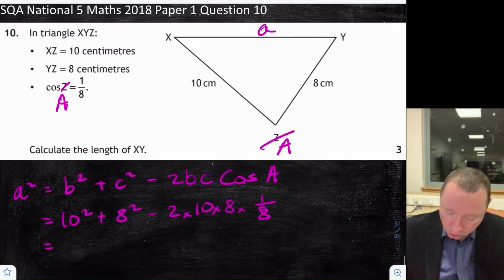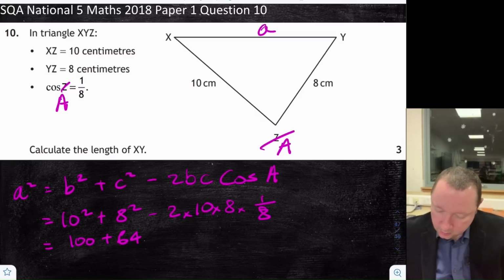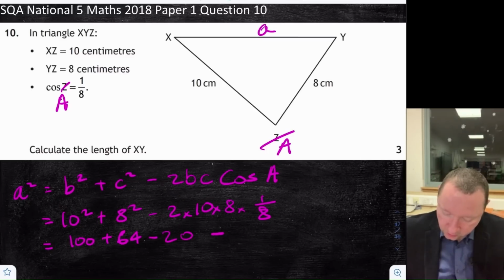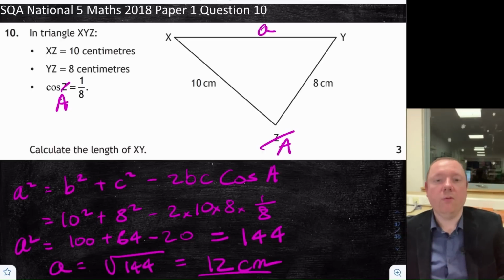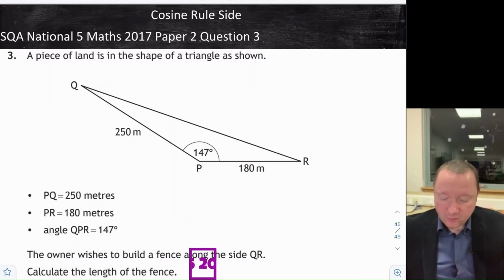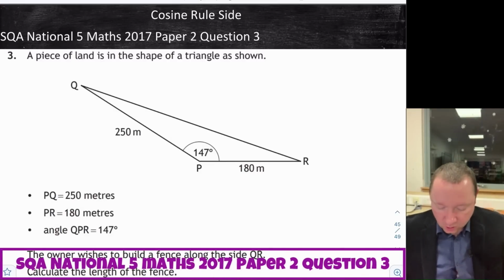10 times 10 is 100. 8 times 8 is 64. Luckily, I've got 8 times an eighth, so that's 1. 1 times 10 is 10, times 2 is 20. So take away 20, which gives us a final answer of 144. But remember, that is a squared. So a is the square root of 144, which is a nice round number, 12 centimetres, because 12 times 12 is 144.